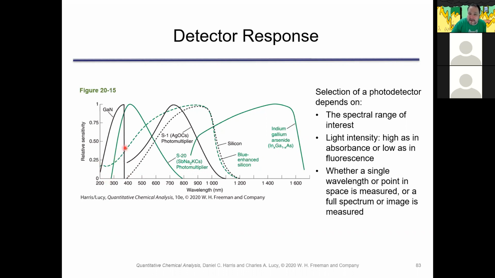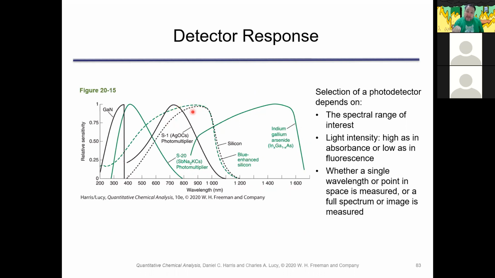Something like the blue enhanced silicon is going to reach further out into the ultraviolet for you. If you wanted to do infrared, you'd need to switch the material that your detector is made of. This one's like an indium gallium arsenide, an InGaAs detector. A gallium nitride is going to work great in the ultraviolet, but it's going to crap out in the IR and even in the UV. So you're going to have certain peaks in here.